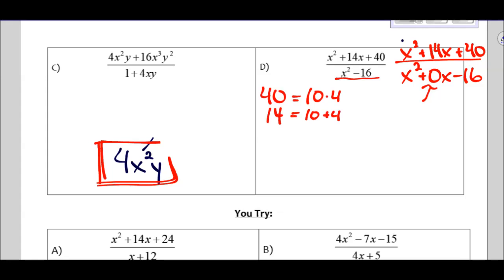I'm going to do the same exact logic for the bottom. I'm looking for something to multiply to be negative 16 and add up to 0. Basically just cancel each other out. So they have to be opposites of each other. That has to be a positive 4 and a negative 4.